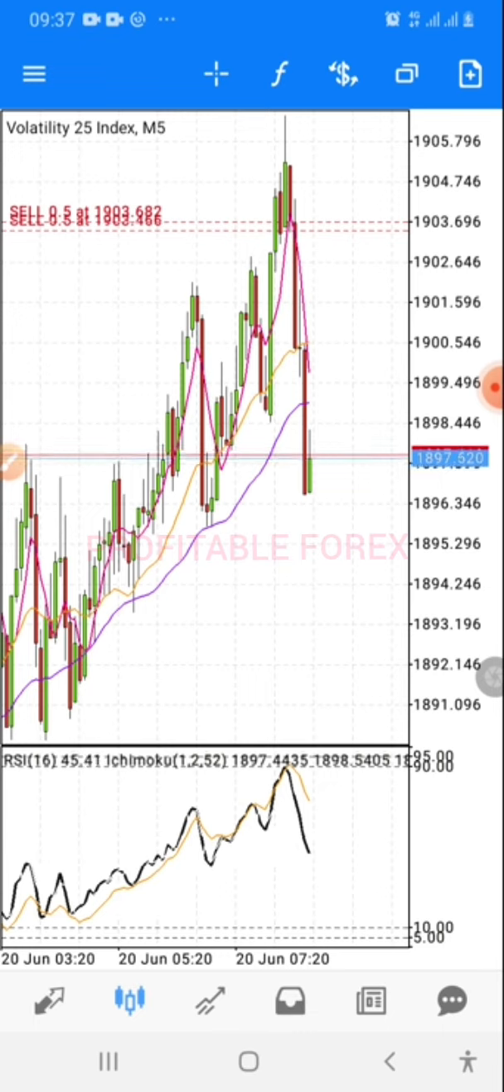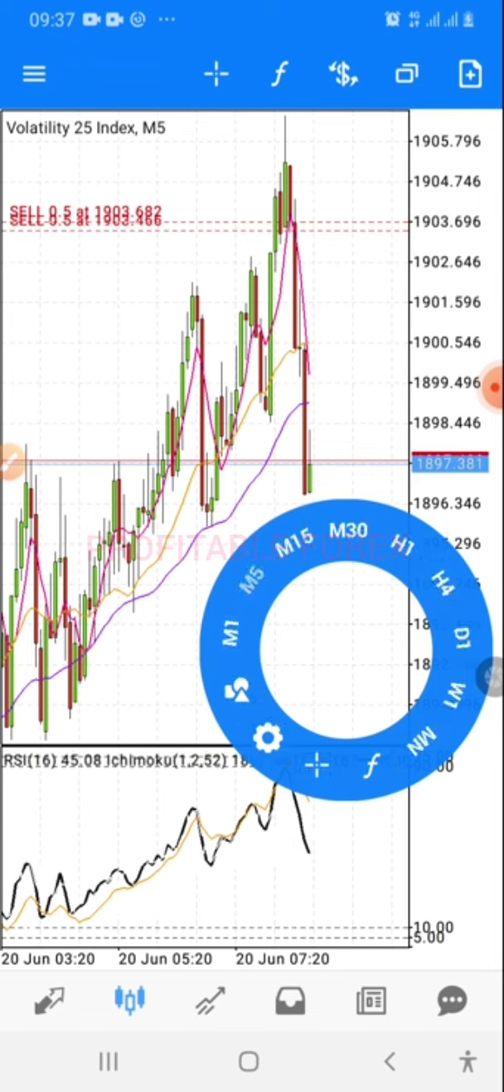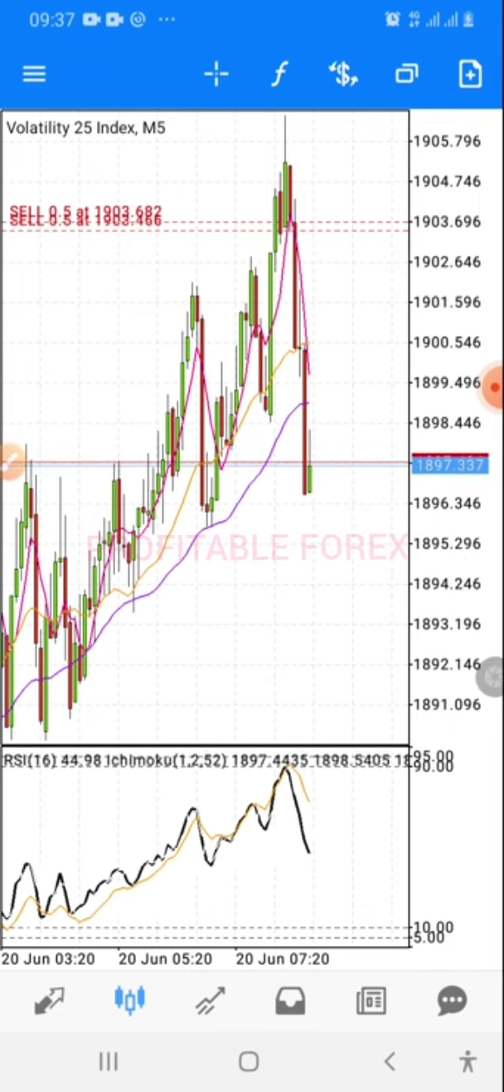And you can see how massive the profit is. What other thing did I look out for? I looked out for this indicator here. The indicators we are using here are the Ichimoku and the RSI, and just a simple exponential moving average over there.